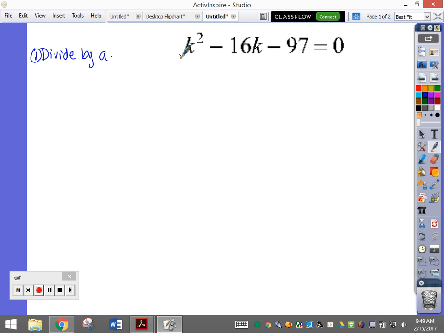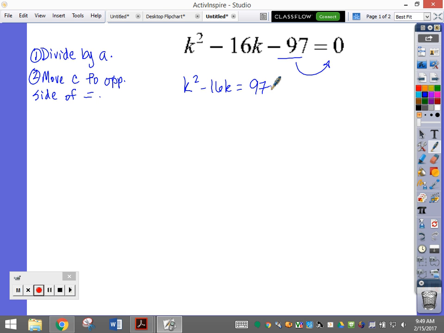So I can skip that step and move to the next step, which is to move c to the opposite side of the equal sign. In this equation, negative 97 is my c value, so I'm going to move it to the opposite side of the equal sign, and that means it has the opposite sign, so it'll be a positive 97.